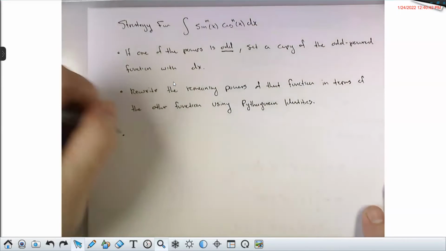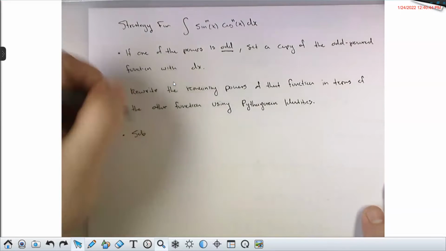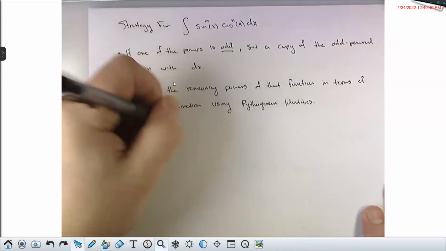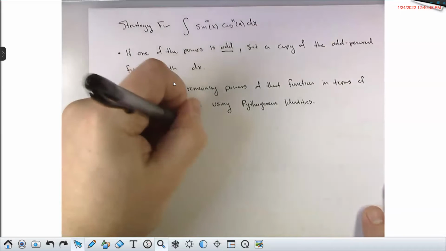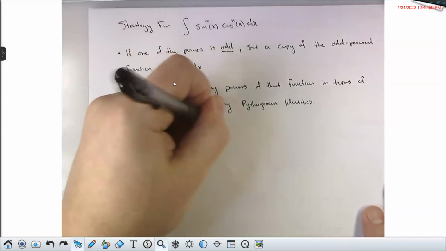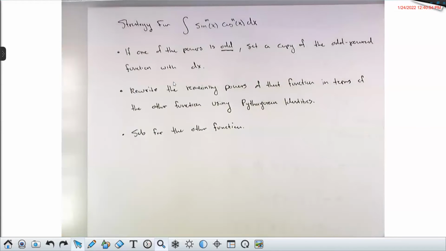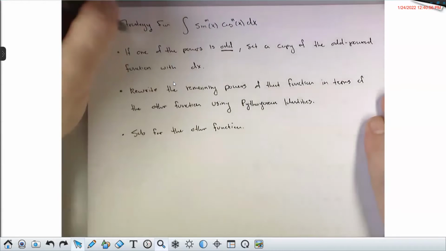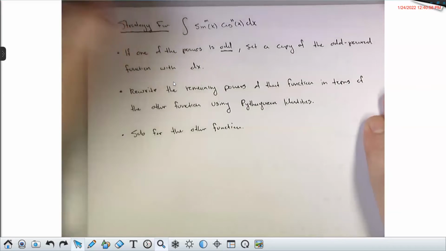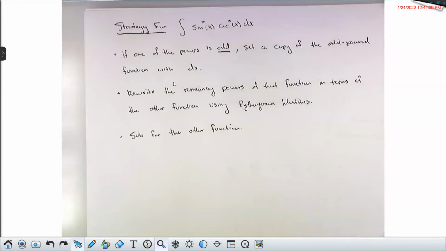Then finally, sub for the other function. This is your general strategy. And this is about as nicely as I can say it without getting annoying and granular. If you look in the textbook, they get annoying and granular.